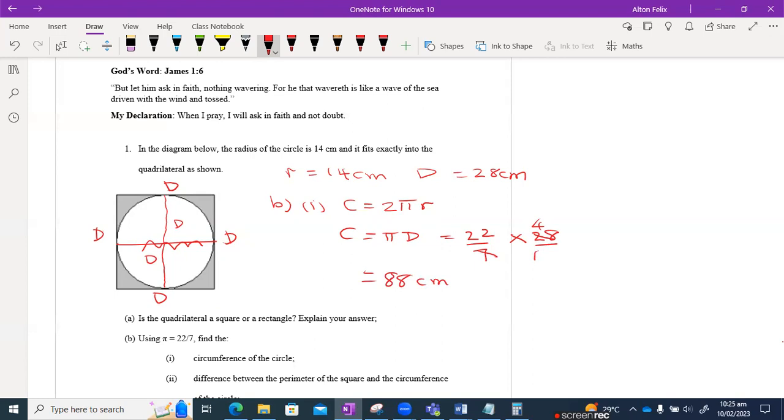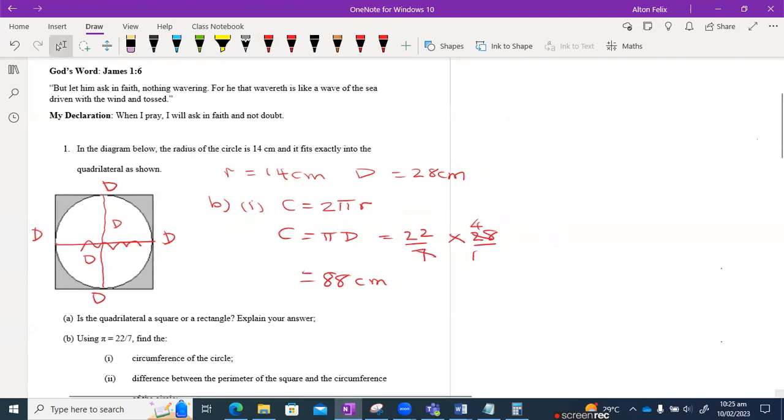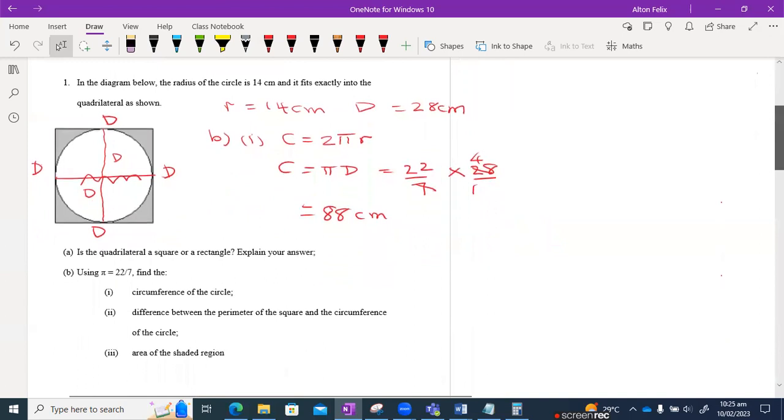Circumference is the same as the distance around the circle, or its perimeter. What is the difference between the perimeter of the square and the circumference of the circle? And that is part B. Let's go to part B. What's the difference between the perimeter of the square and the circumference of the circle?